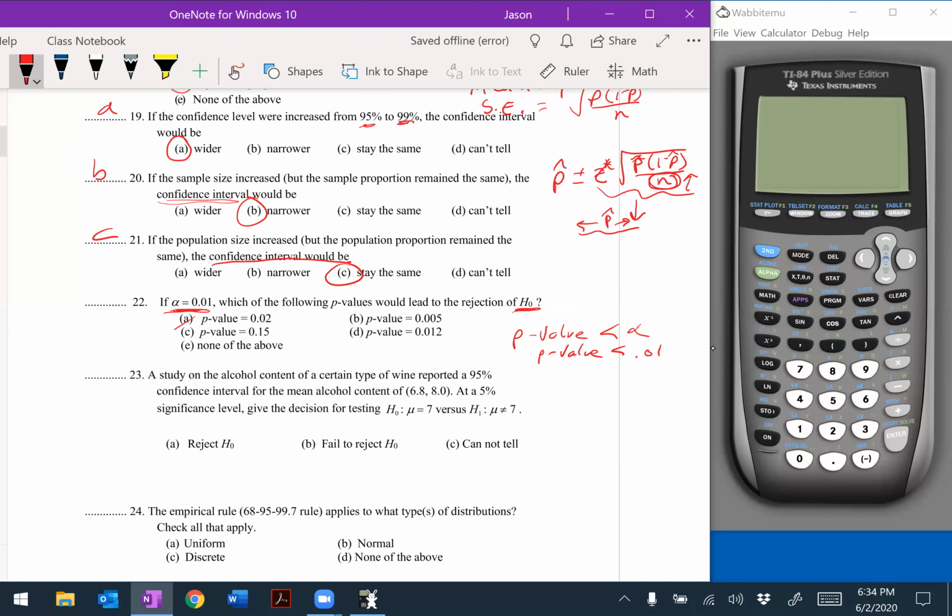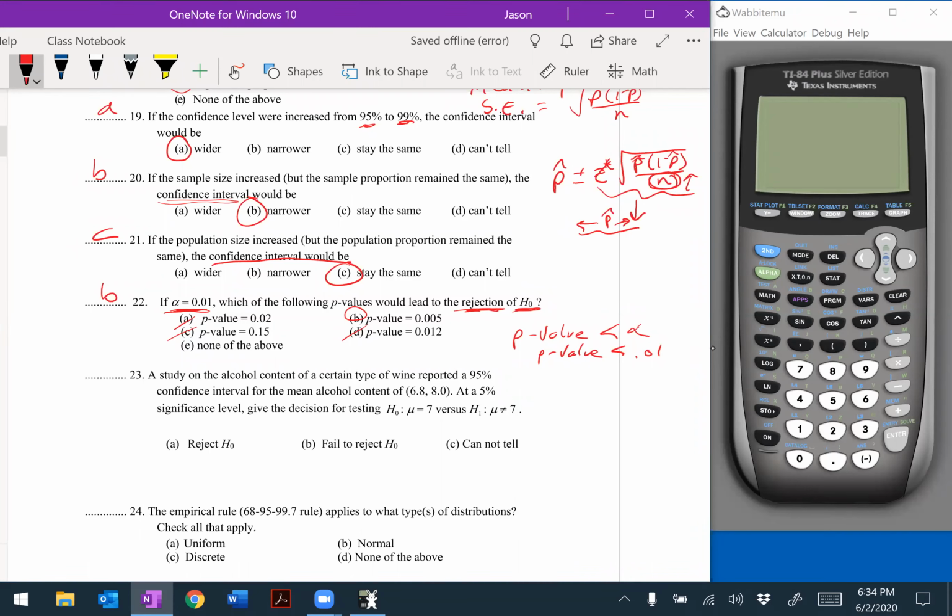Well, certainly not A, certainly not C. Okay, what about B? I like B. B is pretty low. And what about D? No, D is not less than 0.01. So 0.02 is not less than. B is the only one that's less than 0.01, so that would lead to a rejection. If the p-value is less than 0.01, then we reject the null hypothesis. That is B.